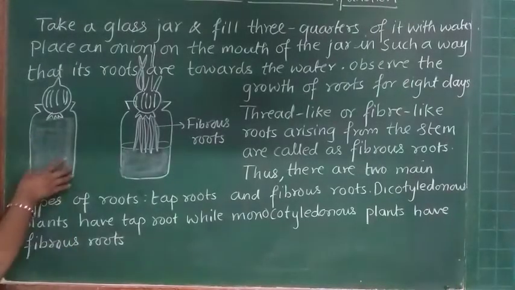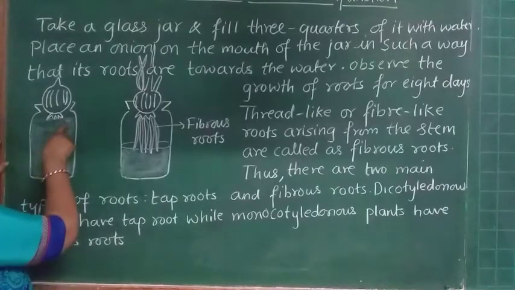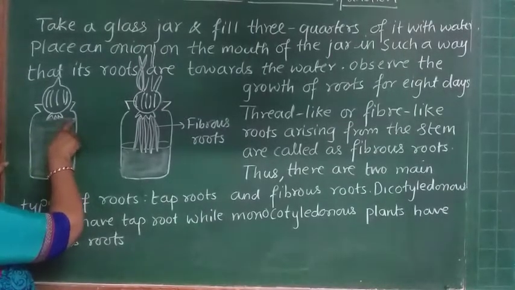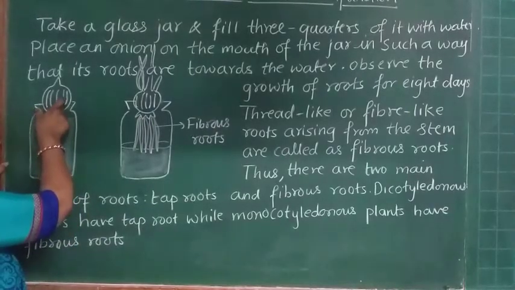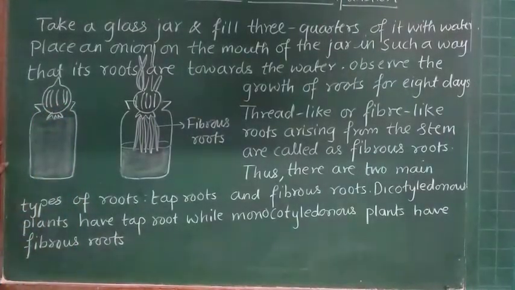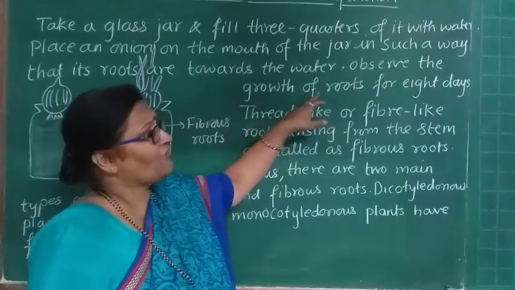What you have to do? See, as I have shown you here. So you have to take a jar. You have to fill 3/4 of it with water, and then you have to place an onion on the top of the jar. Now observe the growth of the roots for 8 days.